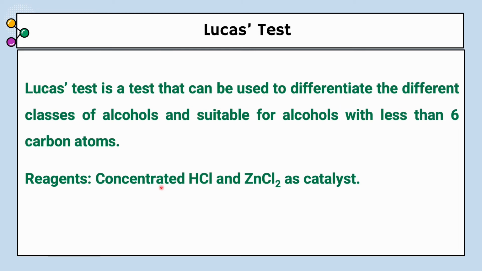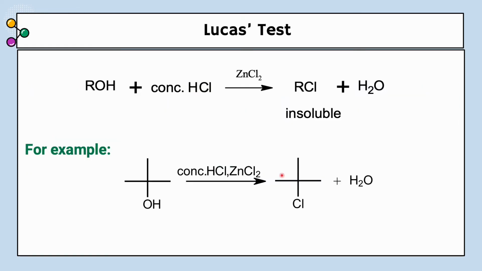So Lucas reagent is a mixture of concentrated hydrochloric acid and also zinc chloride that acts as a catalyst. Okay, so the general equation for the Lucas test is given by alcohol reacting with concentrated hydrochloric acid and zinc chloride as a catalyst. It will produce haloalkane and water. So the haloalkane formed is insoluble in water. So what will you expect? You will see there are 2 layers.